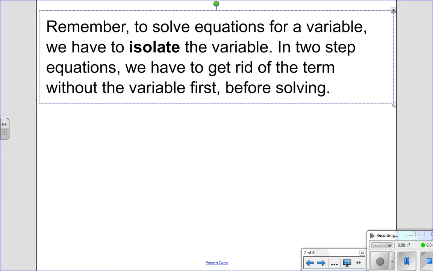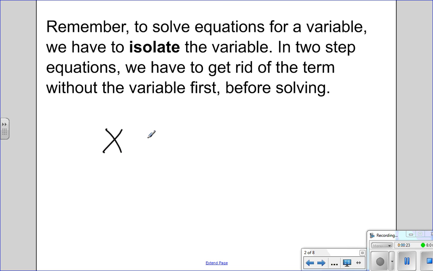Remember, to solve equations for a variable, we have to isolate the variable. We have to get it all by itself. So it's like x equals or y equals such and such. In two-step equations, we have to get rid of the term without the variable first before solving. Now that sounds a little confusing, so let me show you what I mean.